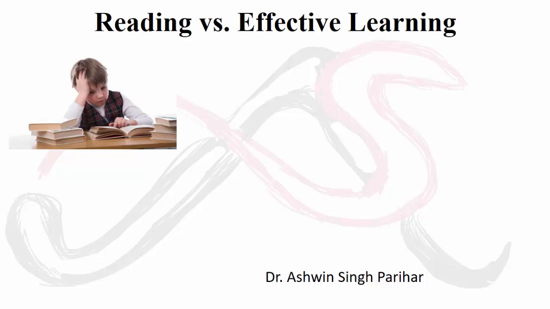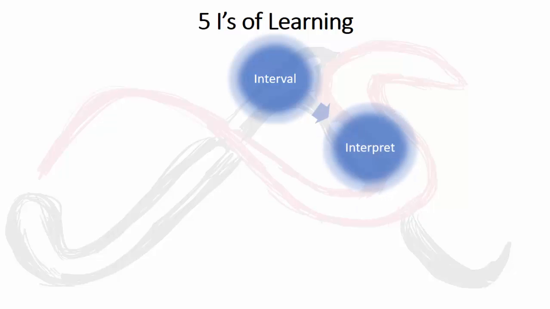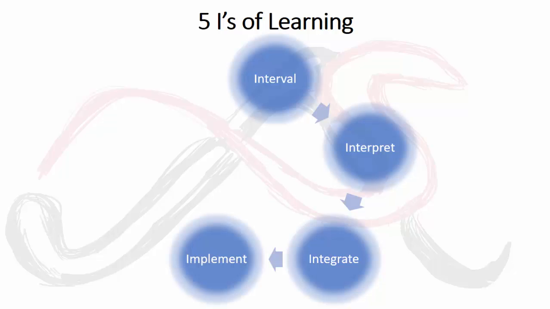So let us begin. I shall start with what I call the 5 I's of learning. The first I stands for interval. Interval means you need to space out your studies. The next I is to interpret. You should know what you're reading, you should know what you're learning. The third I stands for integrate. Integrate means whichever thing you're reading, that should have some connection with your surroundings, that should have some connection with what you already know and what you would be learning at a later point of time. The fourth I is implement. This is basically practicing what you preach. The next I is to iterate. That is to repeat the learning which you just performed.